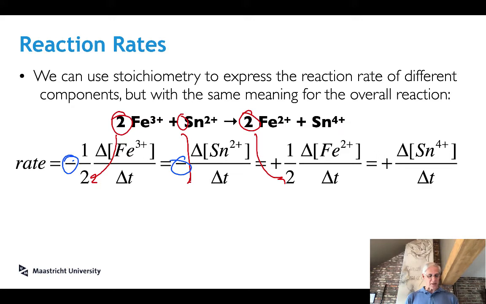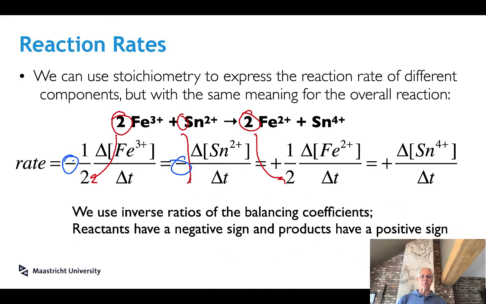So we can say that rate is equal to -1/2 change in Fe3+ over change in time, or it's equal to the negative change in Sn2+ over change in time, or it's equal to 1/2 of the change in Fe2+ over time, or the change in Sn4+ over time. No matter which one of these concentrations we measure to get the rate, we will get the exact same value.